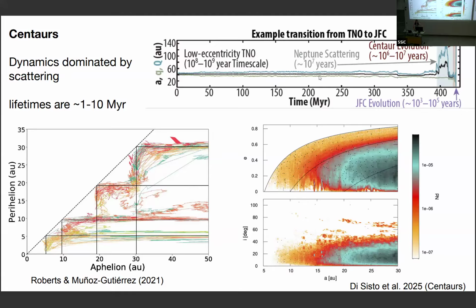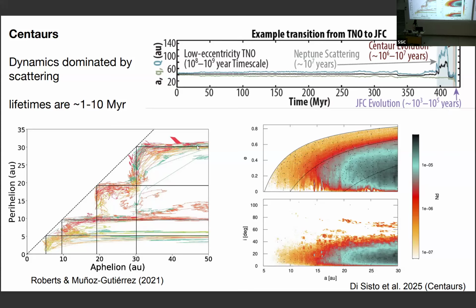But these just kind of long time scale gentle perturbations gradually increase this eccentricity until it encounters Neptune. It'll spend something like 10 million years scattering around the scattering population, and then enters the giant planet population for something like 10 million years, and then enters the inner solar system for maybe 10,000, 100,000 years. And these are just some examples of the dominant dynamics here.